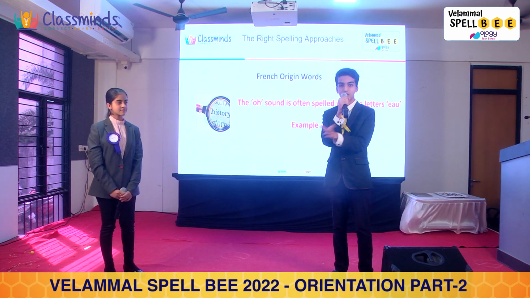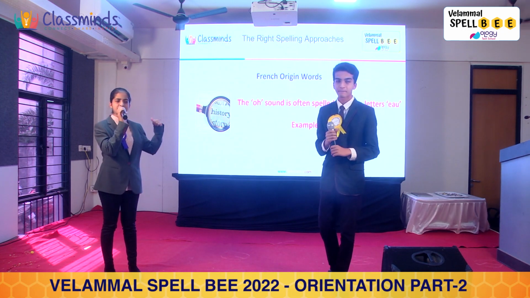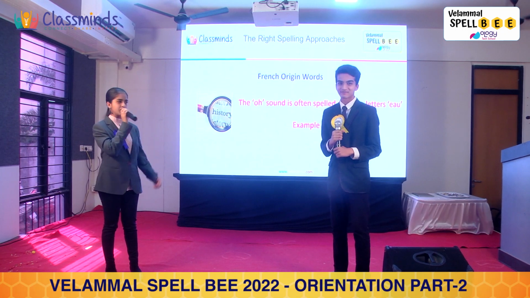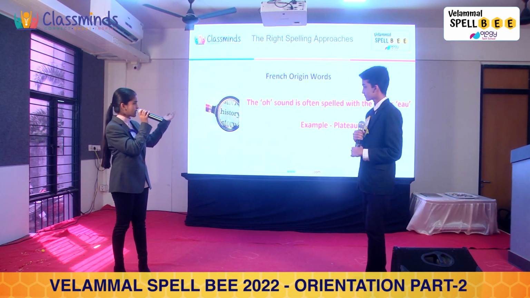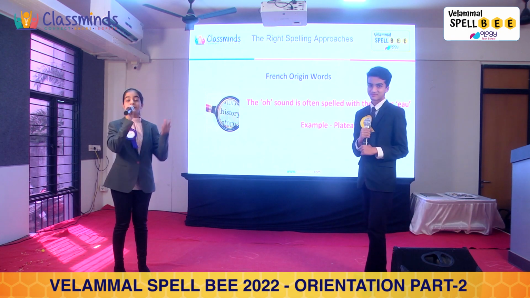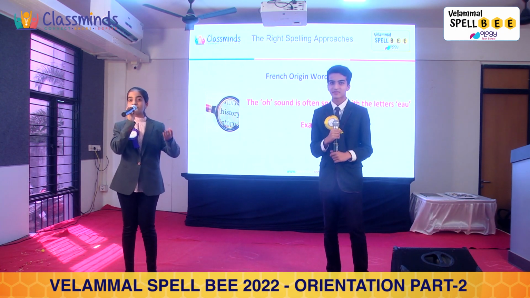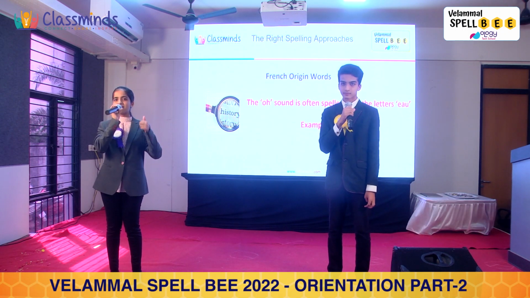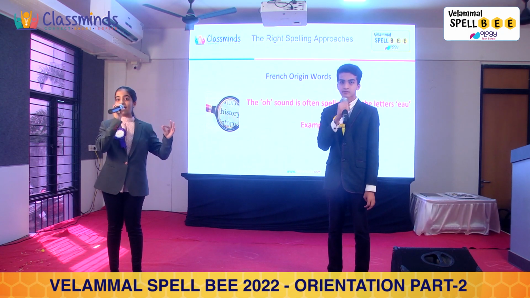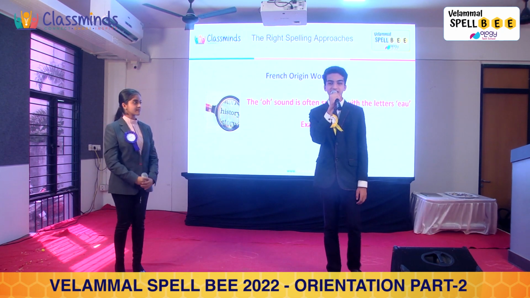It's pronounced as plateau with the O sound. So this is probably considered a tricky word. We look at it and we go, how do I pronounce this word? We have E, A, and U together, but it's very simple if you know that this pattern has the O sound. It's French origin, O is spelled as E-A-U. It's that easy.